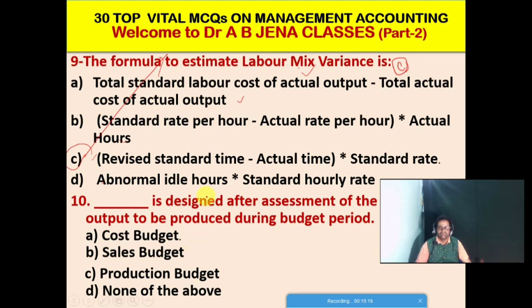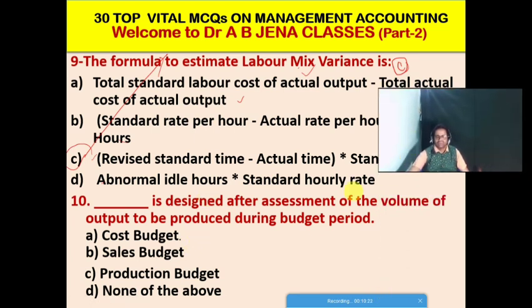Next MCQ: which budget is designed after assessment of the volume of output to be produced during the budget period? A is the cost budget, B is sales budget, C is production budget, D is none of the above. Friends, A is the right option for this MCQ. The cost budget is designed after the assessment of the volume of the output to be produced during the budget period. So A is the right option.